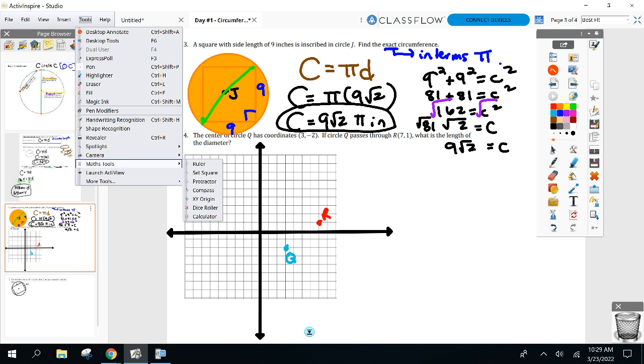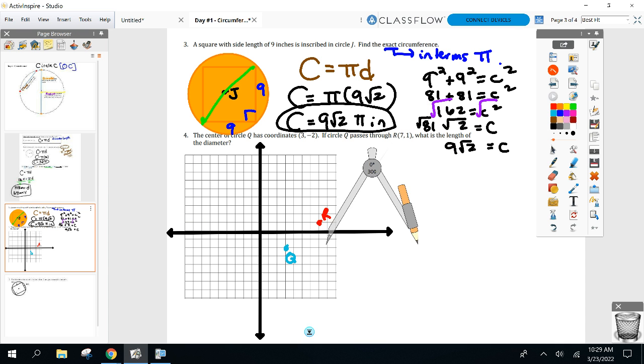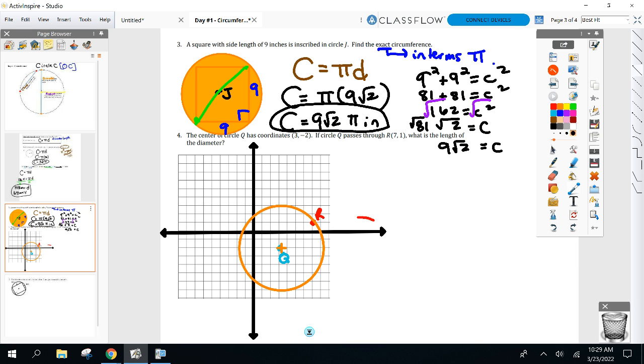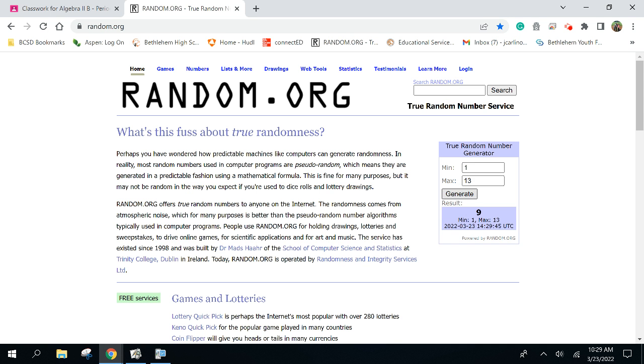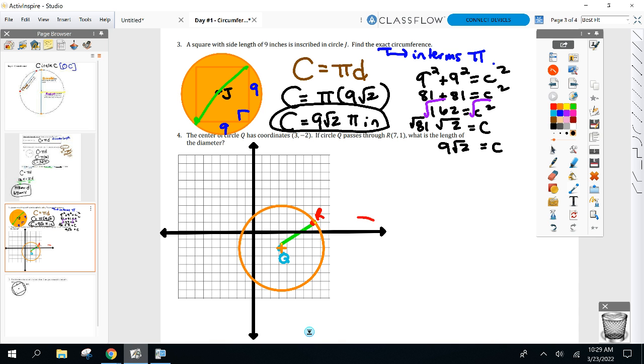For anybody that wants to visually see what we're doing here, Q's the center, right? And R is a point on the circle that it goes through. Here you go. Visually, if you want to see what's going on, there it is. There's the center. There's a point on it. If I connect Q to R, what's that called? That segment I just made. What did I just form? 9? Radius. I need to find diameter, though. If you knew the radius, could you find the diameter?